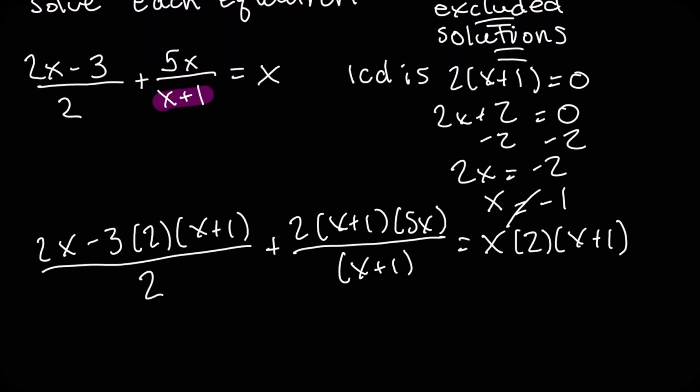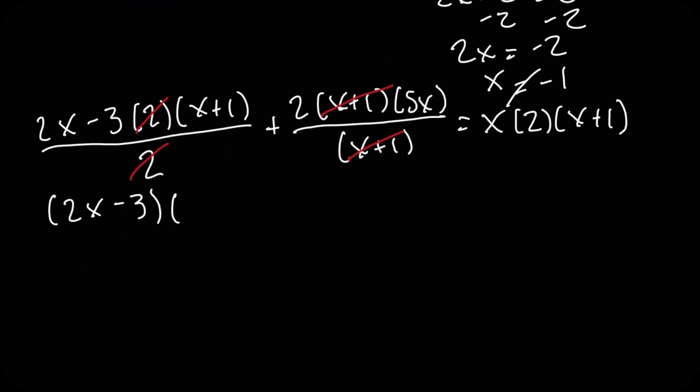In our first one, we can cancel out these 2s. In the second part, we can cancel out the (x + 1), and then we'll leave the last part. So simplifying, we are left with (2x - 3) multiplied by (x + 1), plus 10x, and this will be equal to x times 2 times (x + 1).